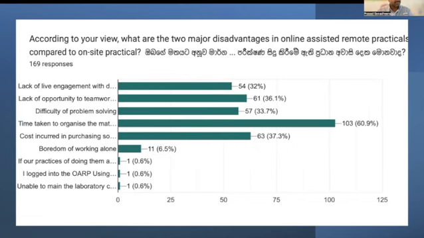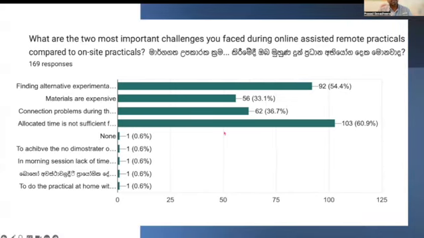And then the next question was, according to your view, what are the two major disadvantages in online assisted remote practicals? And you would see that they felt a lack of live engagement, though they were in the remote environment, lively connected. And the other one, the highest thing that they mentioned, was the time taken to organize the material. So of course it takes some time for the material. And the second one is the cost that they have mentioned.